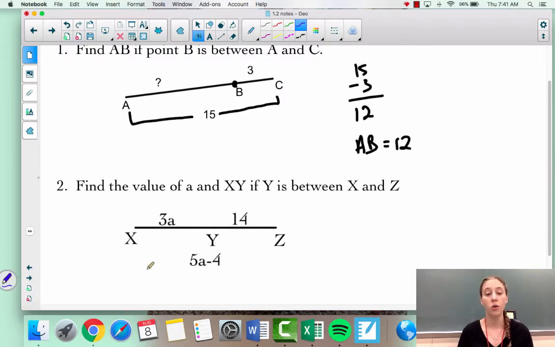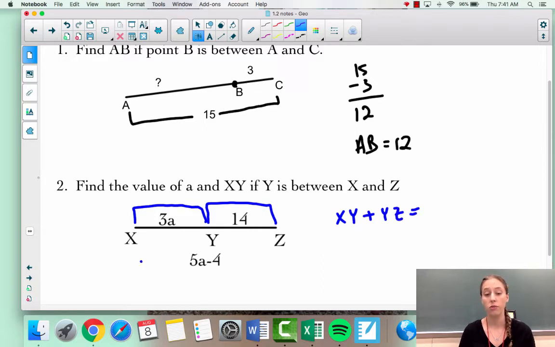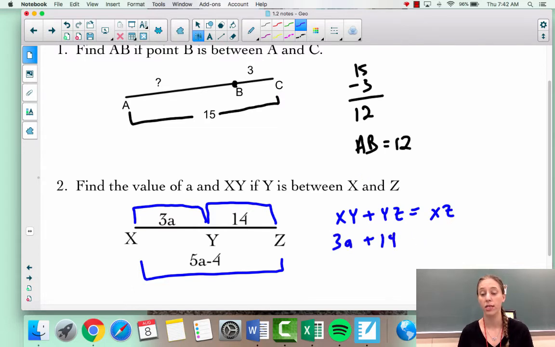They want you to find the value of a, and they also want you to find the length of XY. So to do this, we're going to go ahead and set up our equation, and you have to understand which parts get added together. So remember, these smaller parts, that's XY and YZ, I'm going to add those together and equal them to the total. That's XZ. And then I can just go ahead and plug in my equations. 3a plus 14 is equal to 5a minus 4, oops. And then go ahead and solve.